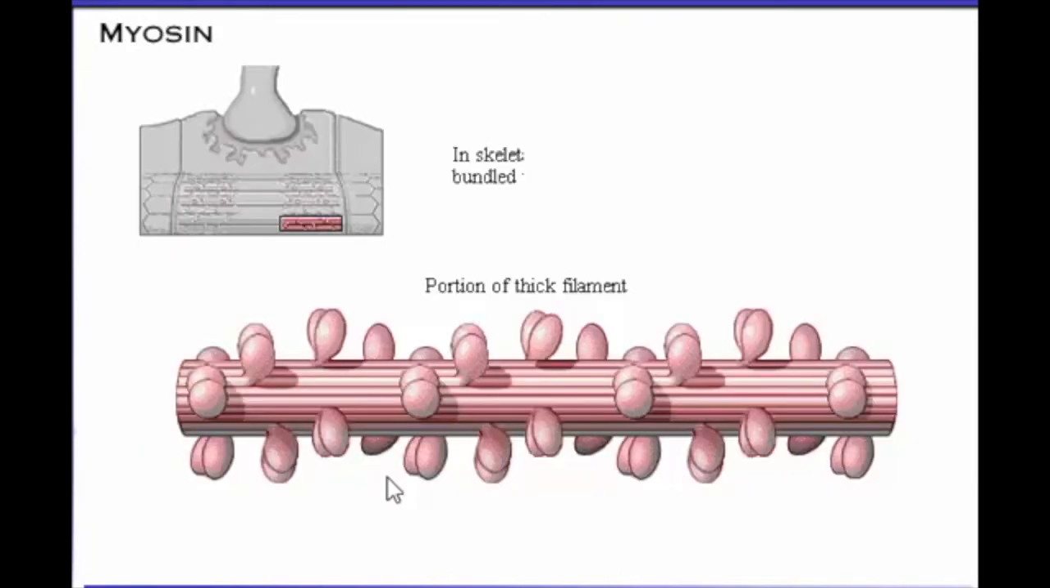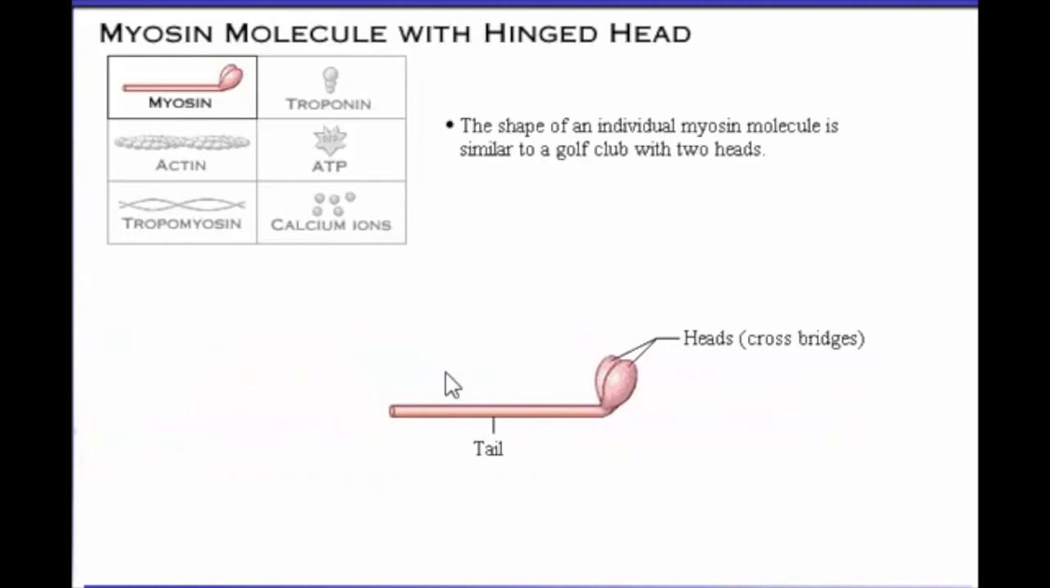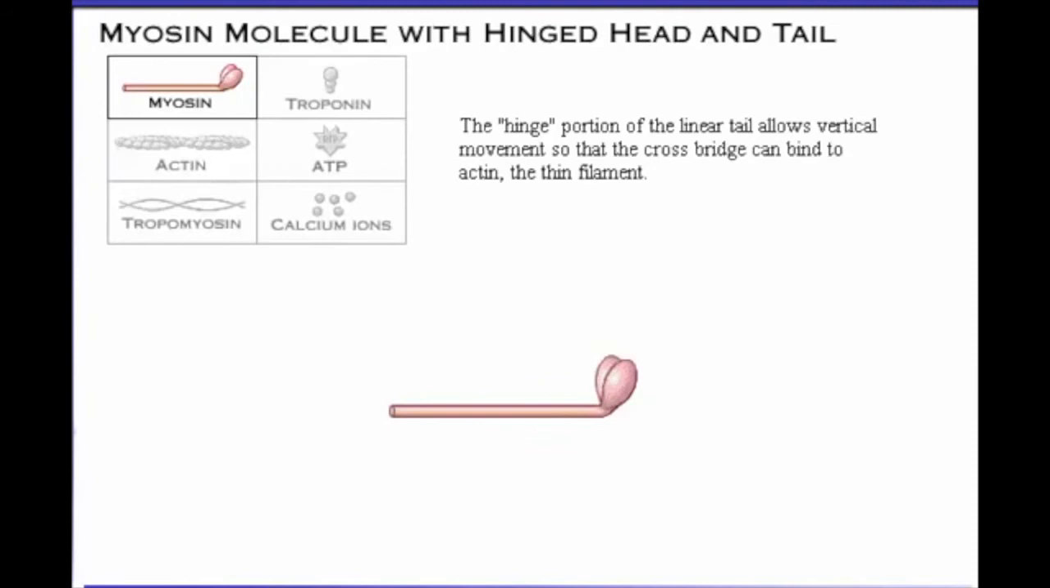In skeletal muscle cells, the myosin molecules are bundled together to form the thick filaments. The shape of an individual myosin molecule is similar to a golf club with 2 heads. Myosin has several important functional features. The head, or cross bridge, has the ability to move back and forth. The flexing movement of the myosin head provides the power stroke for muscle contraction. Another feature of the myosin molecule is the hinge portion of the linear tail. This allows vertical movement so that the cross bridge can bind to actin, the thin filament.